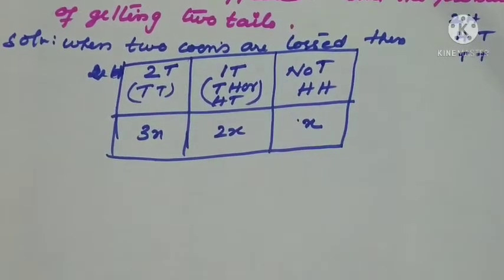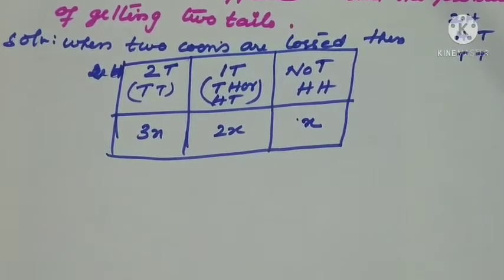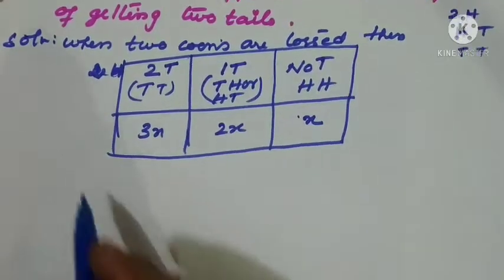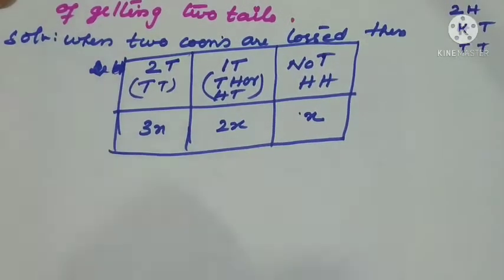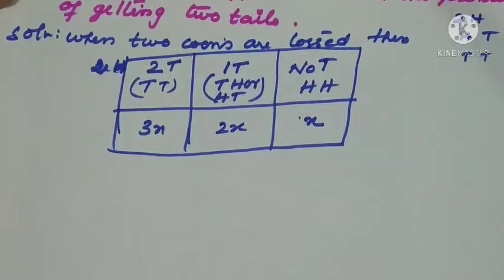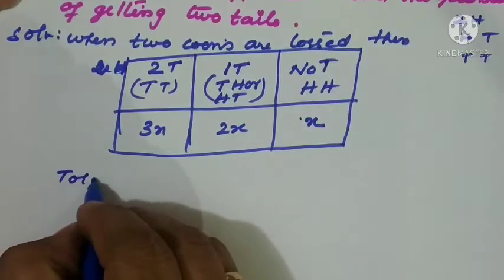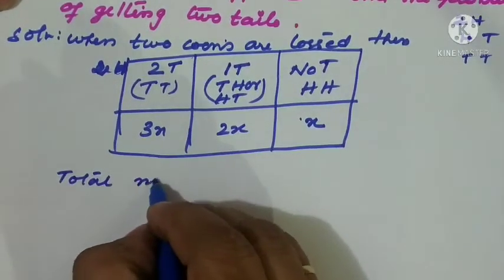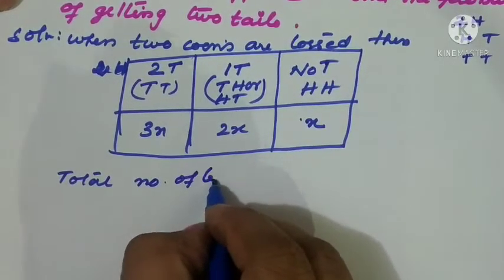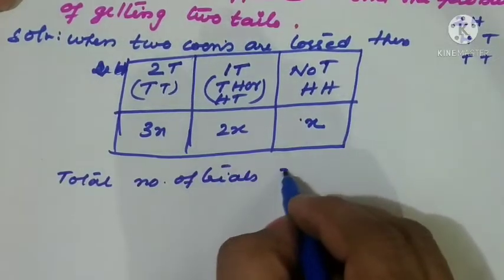Now what is the next question? What is the probability of getting two tails is the question. But what is the total number of trials? Total number of trials means how many times the experiment is conducted. So total number of trials equal to 360.